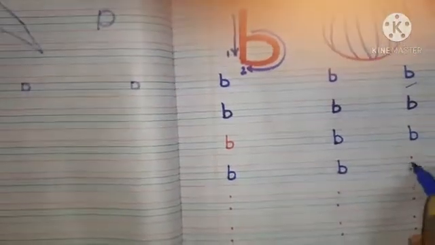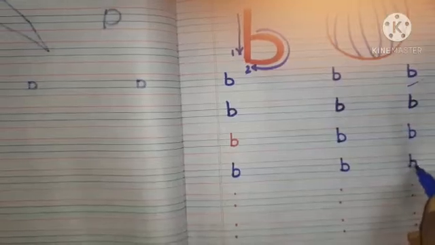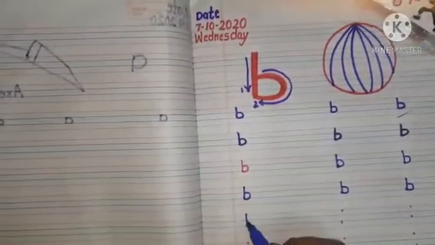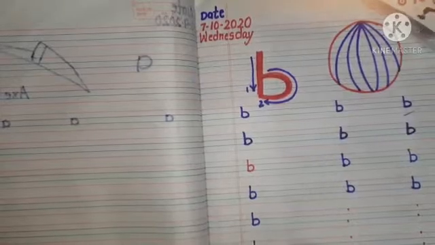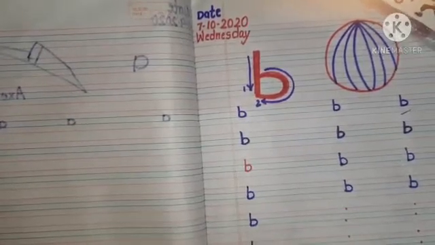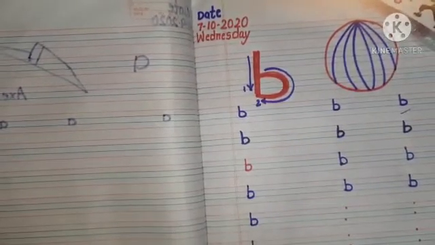Again, standing line, then semicurve. First step you have to make a standing line, then semicurve.